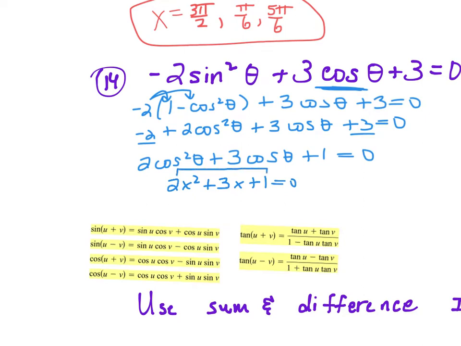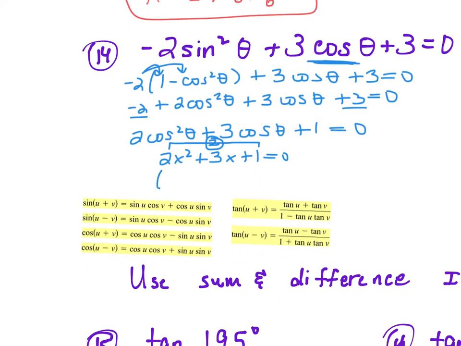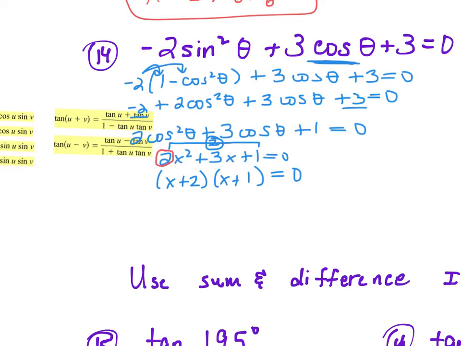Multiply a times c. And I say, okay, what are the factors of 2 that multiply to give me a positive 2, but add to give me a positive 3? And that would be positive 2, positive 1. 2 times 1 is 2. 2 plus 1 is 3. So continue our factoring. Since my a term is not 1, I'm going to divide both factors by 2. So I'm left with x plus 1, and this becomes 2x plus 1 equals 0.